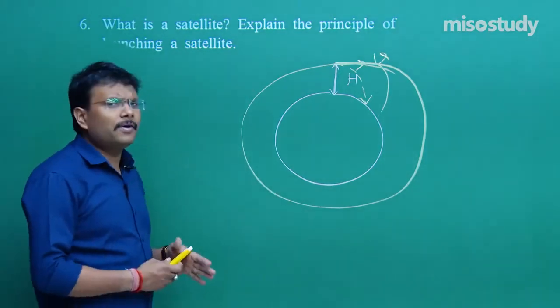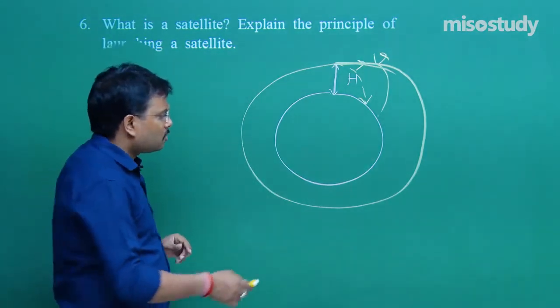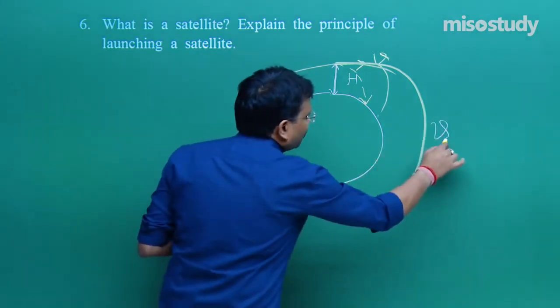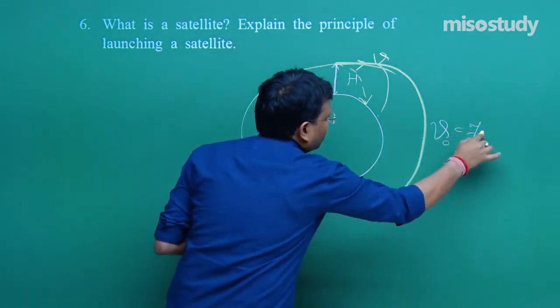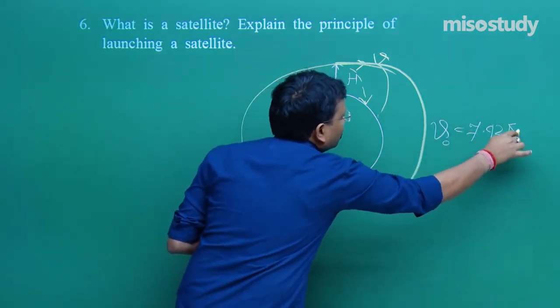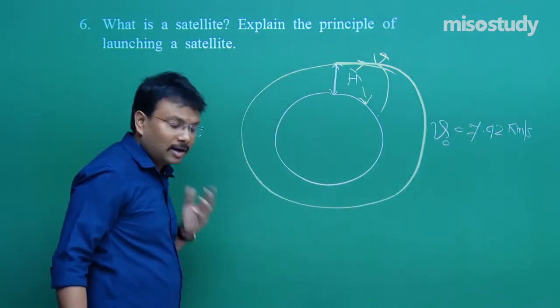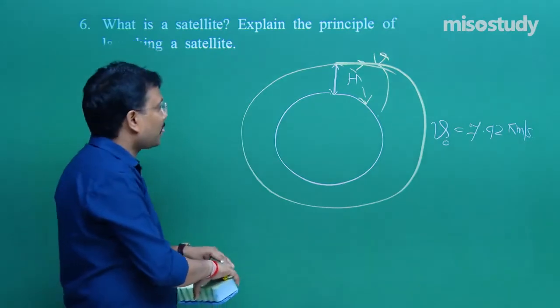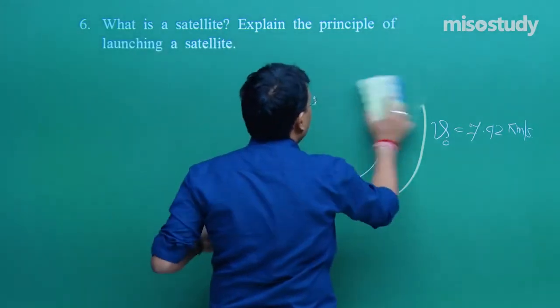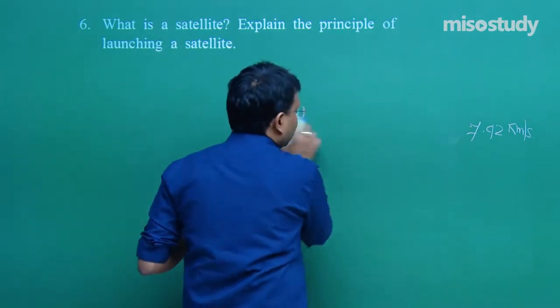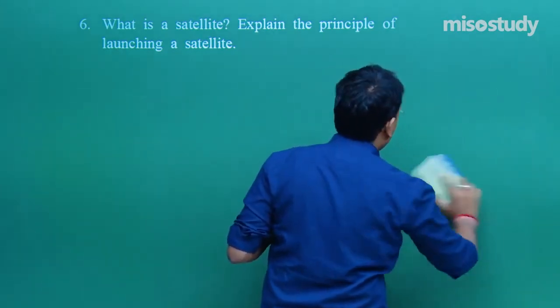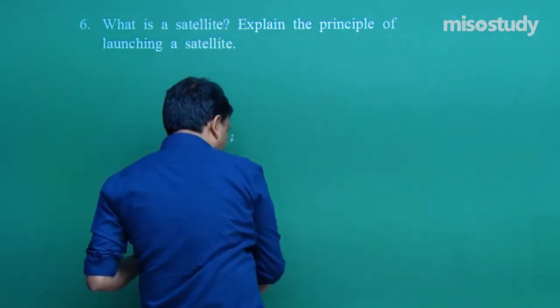And this velocity value, if you try to recall, I explained one idea, V0, that is orbital velocity, 7.92 kilometers per second, around 8 kilometers per second. That is the velocity. Fine. If you impart the escape velocity, 11.2 kilometers per second, then it will never come back. Fine.